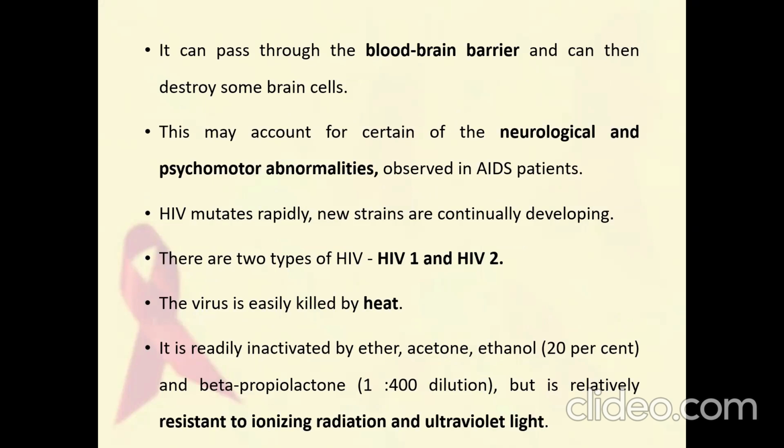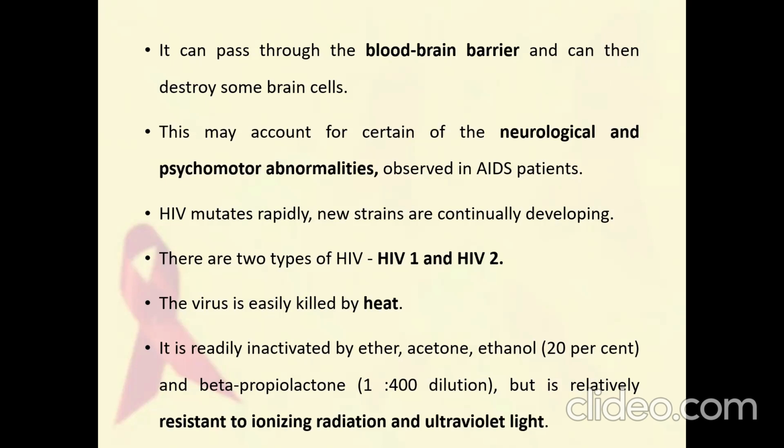This HIV mutates rapidly and new strains are continually developing. There are 2 types of HIV, that is HIV-1 and HIV-2. And this virus is easily killed by heat. It is readily inactivated by ether, acetone, ethanol, beta-propiolactone, but it is relatively resistant to ionizing radiation and ultraviolet light.